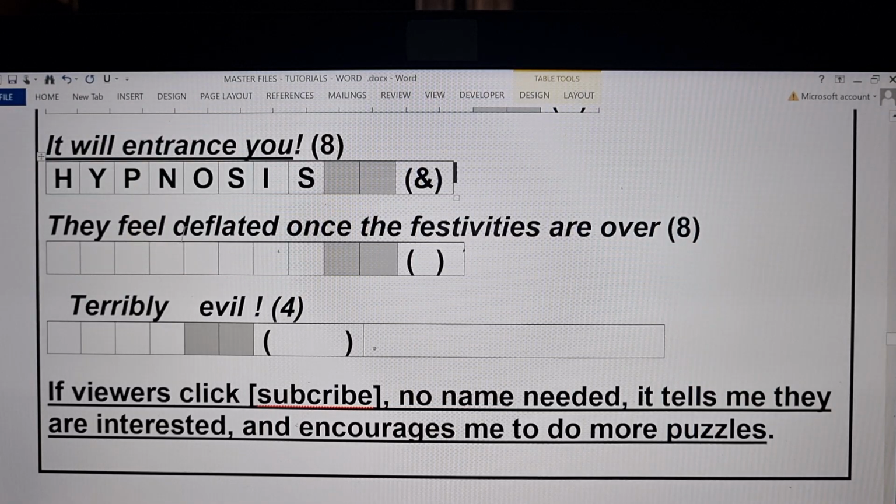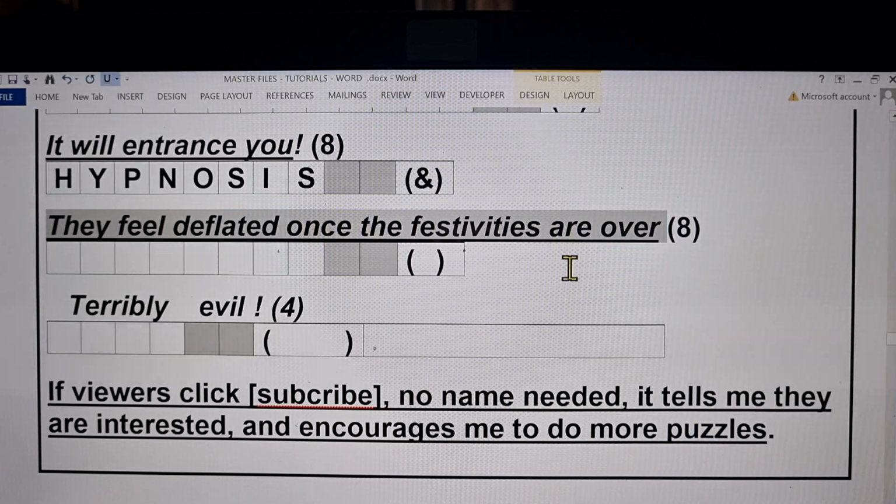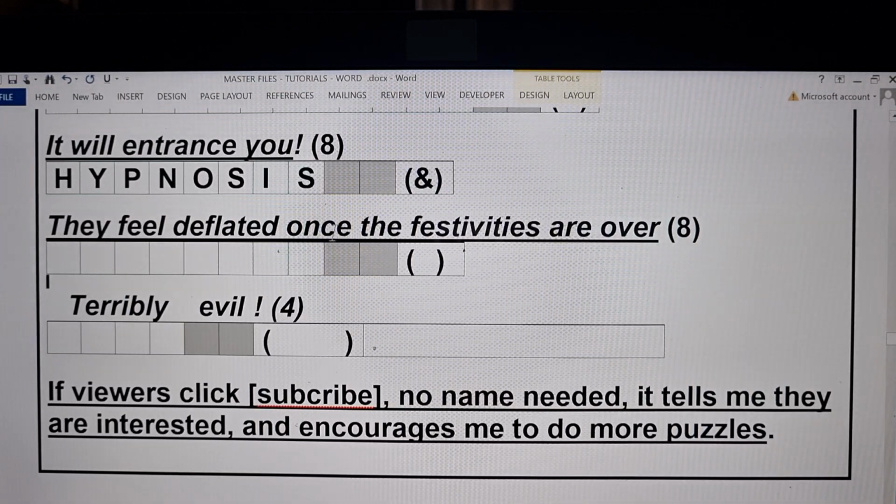Okay, next one. They feel deflated once the festivities are over. No exclamation mark there, but there's no other flag. So it could be a charade, a double key, or one of these word plays. And in this case, it is a literal word play again. The whole clue is the key. Okay? Your turn to pause and think of a literal clue. What or who feels deflated once the festivities are over?